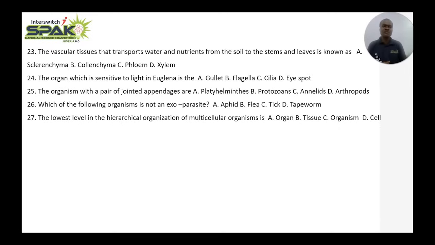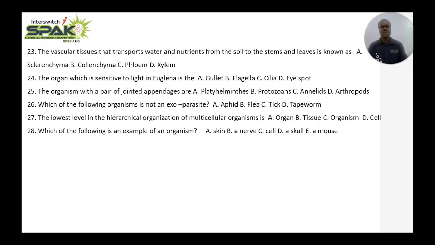The lowest level in the hierarchical organization of multicellular organisms is dash. The lowest level. You have A, organ, B, tissue, C, organism, and D, cell. The cell is the basic and the lowest level in the hierarchical organization of multicellular organisms.